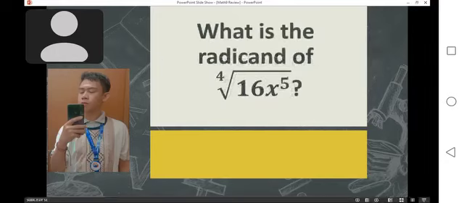Next, what is the radicand of the same expression? The answer is 16x to the fifth power.